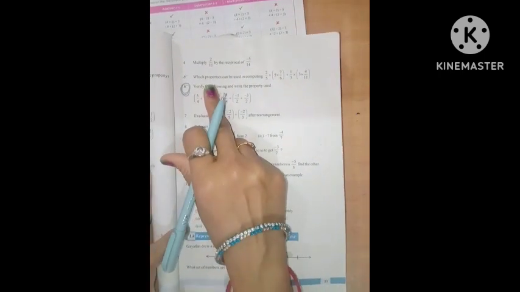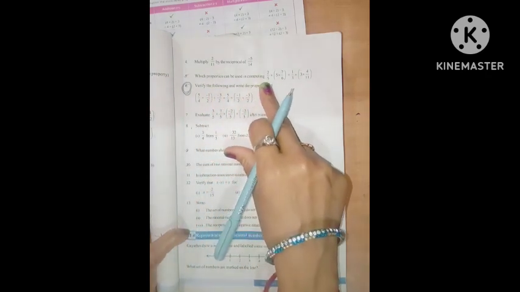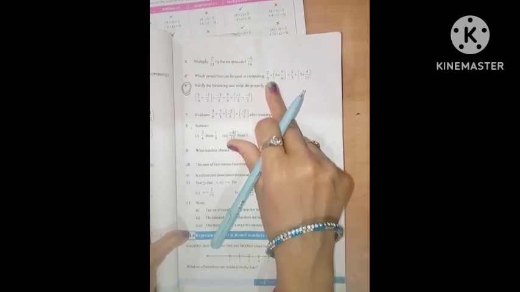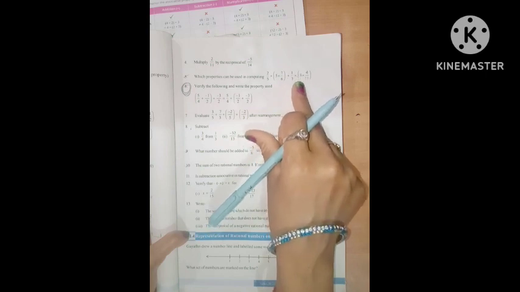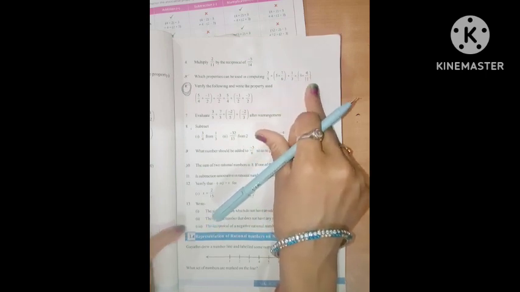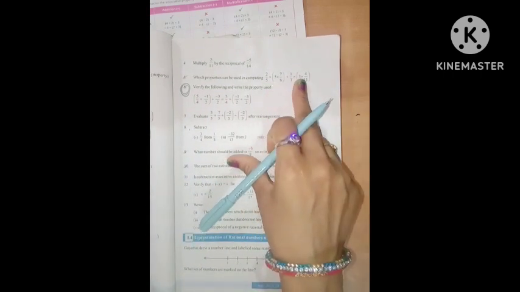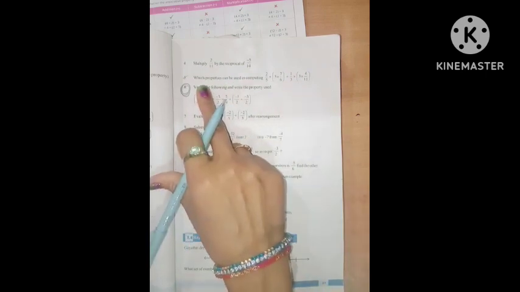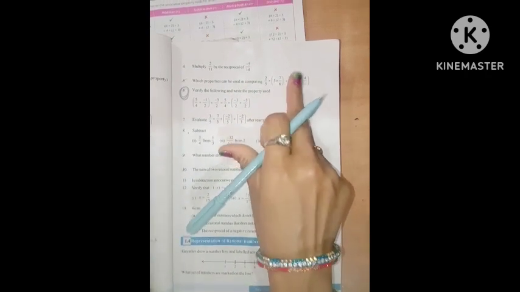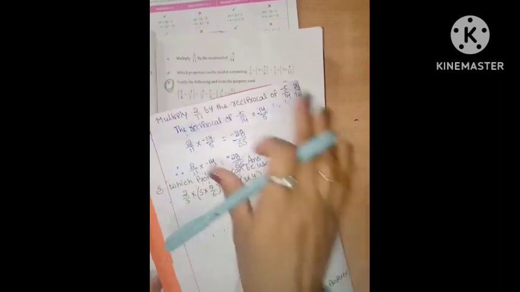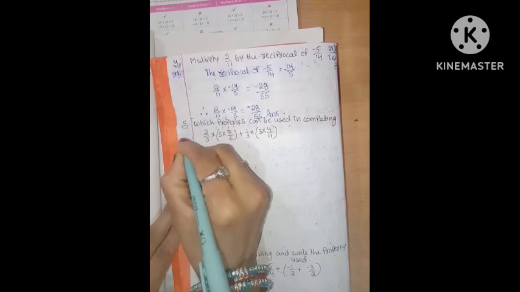First, I read the problem in our textbook. Which properties can be used in computing 2 by 5 into bracket of 5 cross 7 by 6 plus 1 by 3 into bracket of 3 cross 4 by 11? This is the question. Which properties can be used in this product, in this computing? We write it one by one. Let us do the solution for this problem.